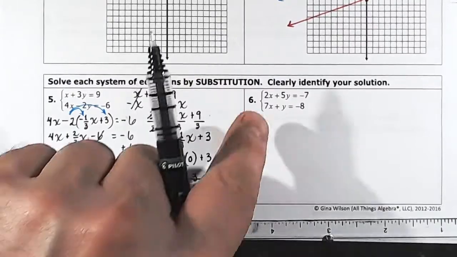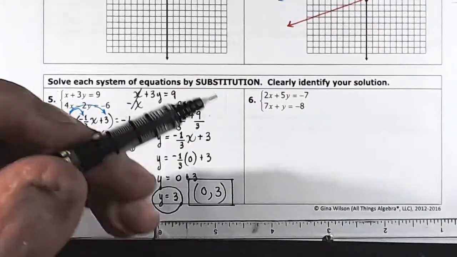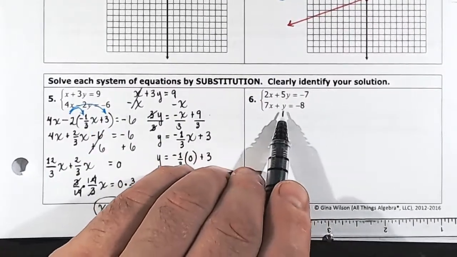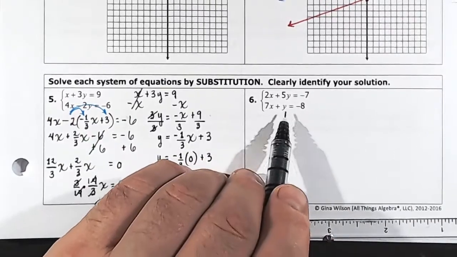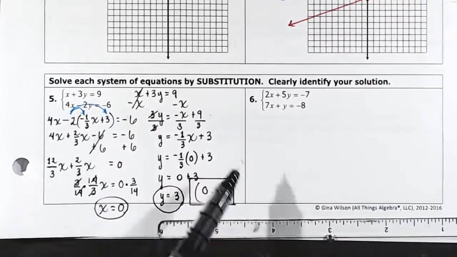Okay, now looking at number 6, I can tell you just as a hint that you'll want to solve the second equation for y, all right? Start there by solving the second equation for y and then follow this pattern.